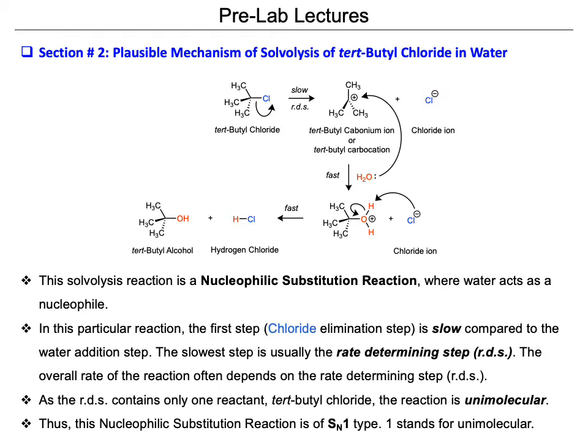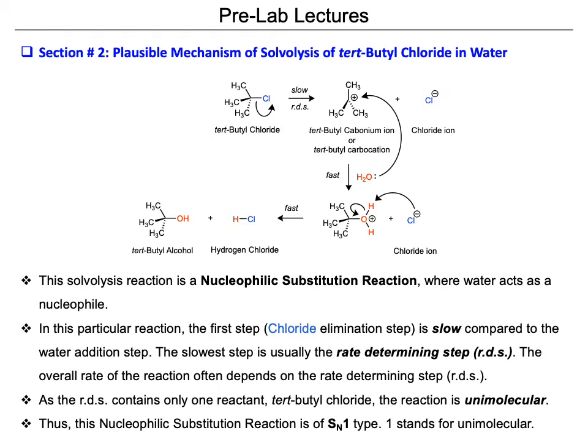The rate determining step is the slowest step of the experiment, which is the removal of chloride and formation of the carbocation of the tert-butyl. After the carbocation, we have a positive carbon at the center, and water from the O is going to attach to the carbon. This attachment is fast, and then another step is removal of the extra H from the oxygen by the chloride ion. That step is also fast. So at the end we have tert-butyl alcohol.